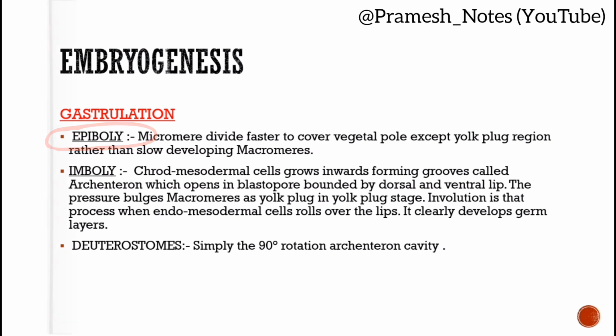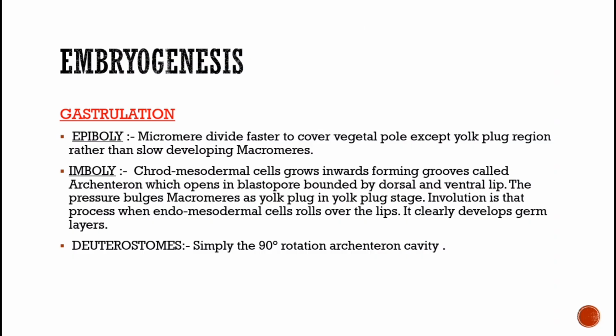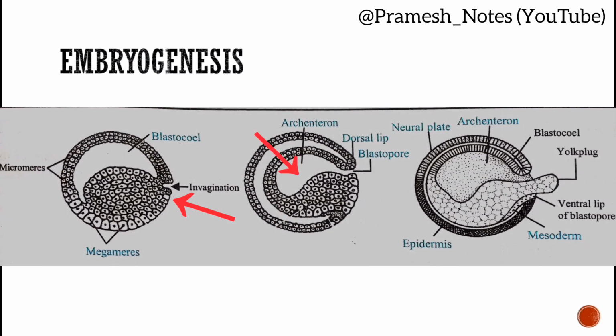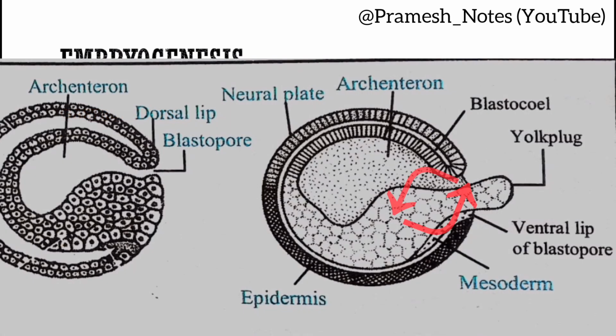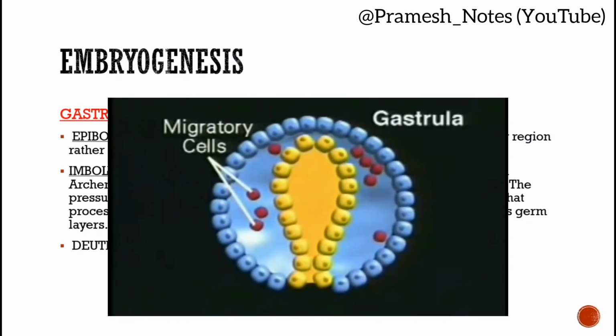In epiboly, micromeres divide faster than the slow-developing macromeres to cover the vegetal pole except the yolk plug region. In emboly, crowded mesodermal cells grow inward, forming a cavity called the archenteron, which opens in the blastopore bounded by dorsal and ventral lips. The pressure pushes macromeres out as the yolk plug in the yolk plug stage. Involution is the process when endomesodermal cells roll over the leaves. It clearly develops germ cells. To understand it, you can look at the animation clip once again.